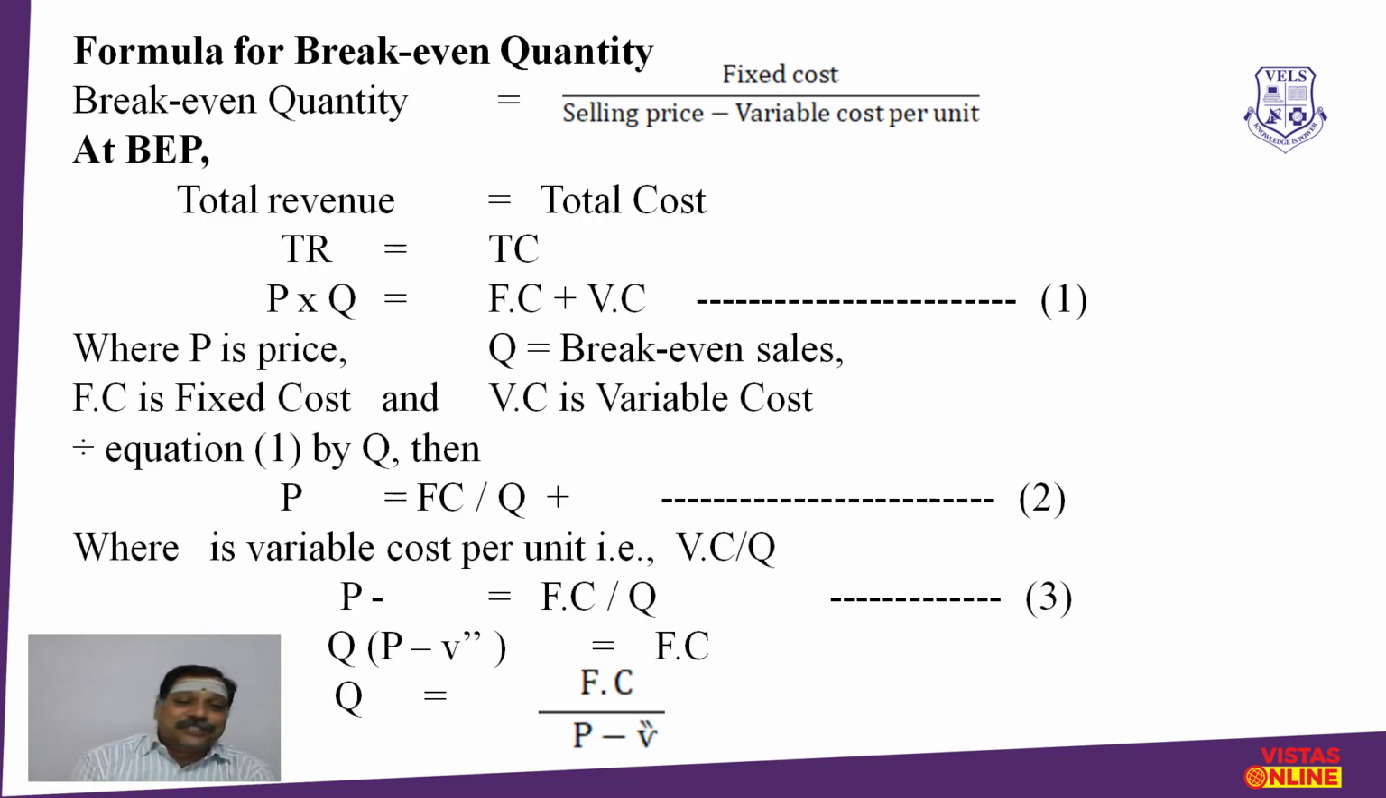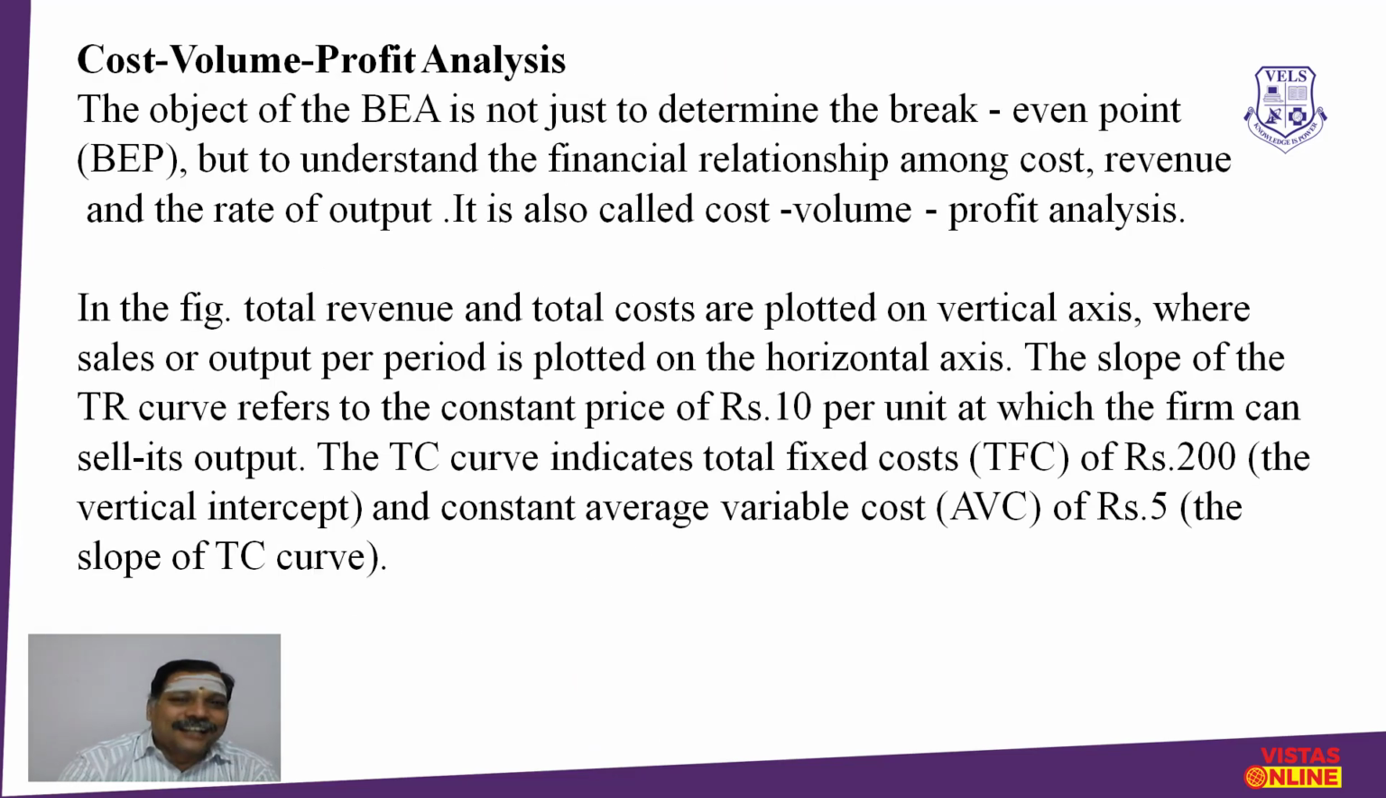Then the equation will change as P equal to FC by Q plus VC by Q. Here, the variable cost per unit is VC by Q. If you interchange the equation, then P minus V bar equal to FC divided by Q, which is further converted into Q into P minus V bar equal to FC. What is Q? FC by P minus V bar. Here FC is the fixed cost, P is the selling price and V bar is the variable cost per unit. Let us move to the next part.